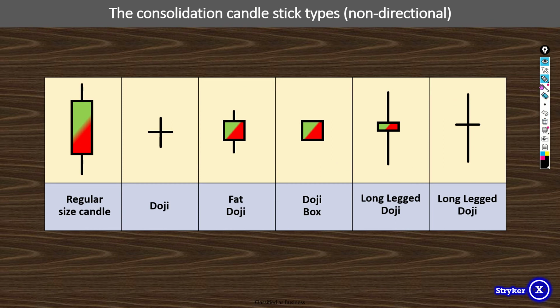So there are five candles, and the names, well, we can call this one a small doji. This one we can call a fat doji, doji box, small doji box, or some people call this a long-legged doji, or even rickshaw man. And these two are actually the same. The colors of these dojis don't really matter, whether it's red or green. The entire candle body tells us the sentiment.